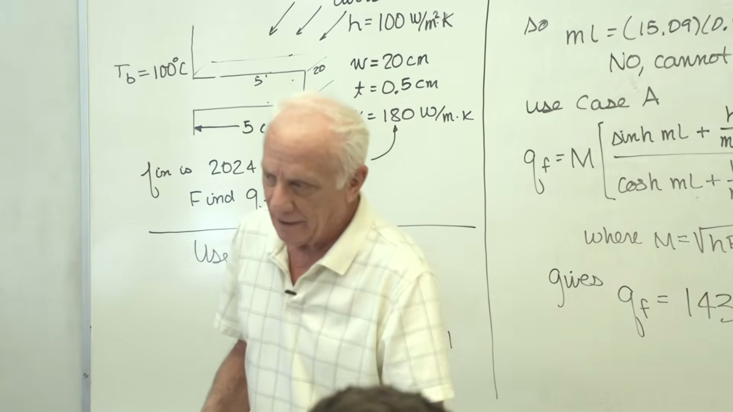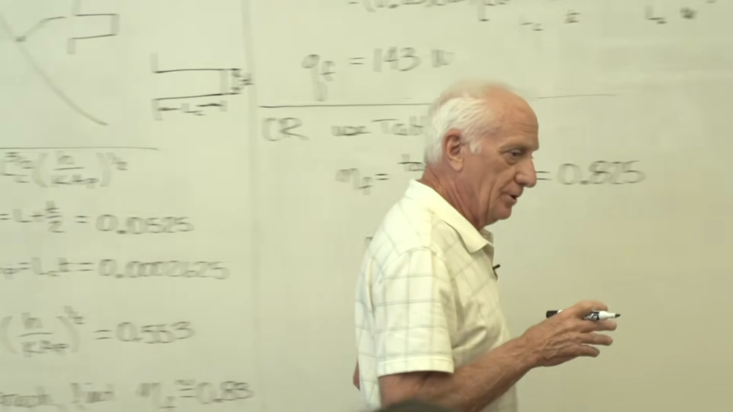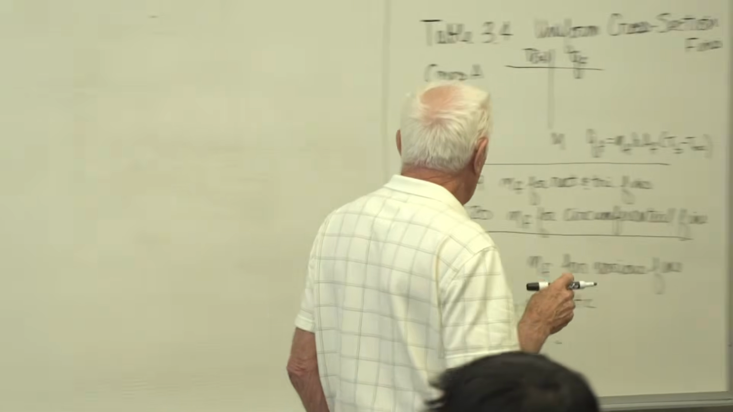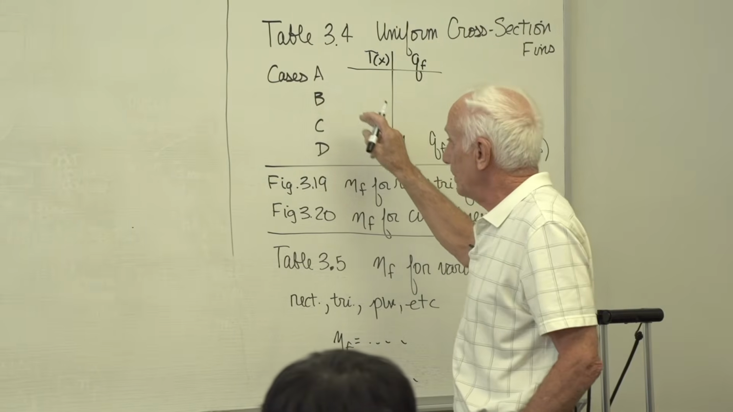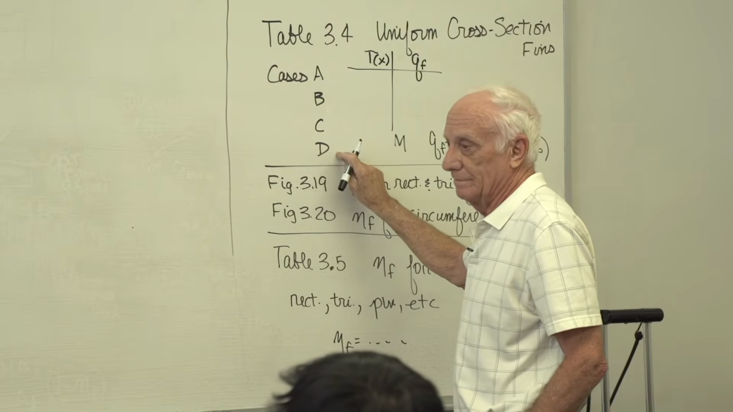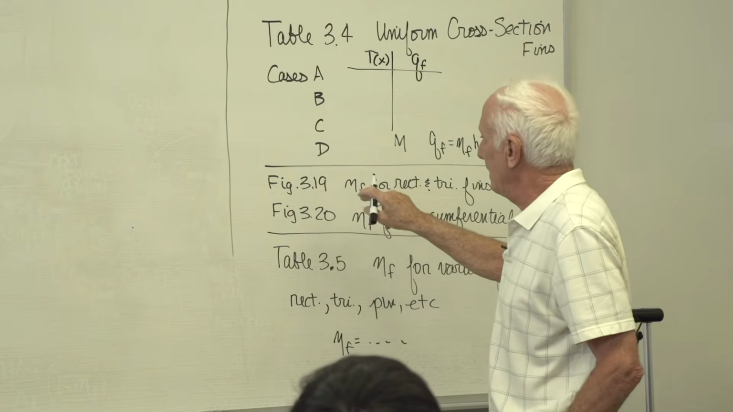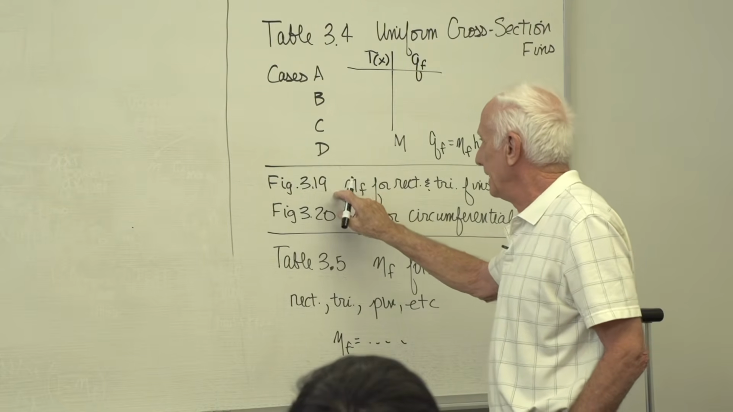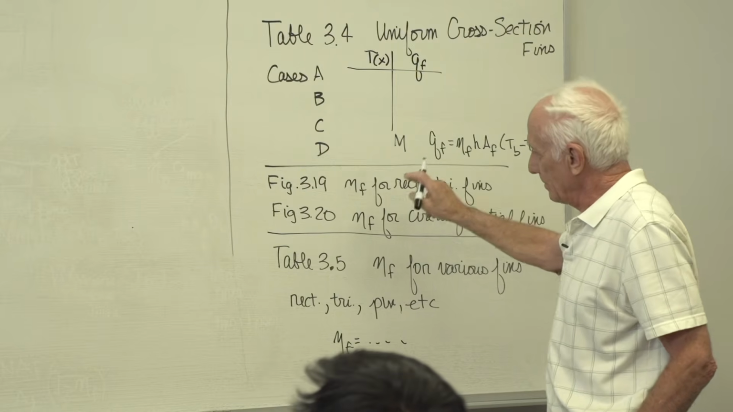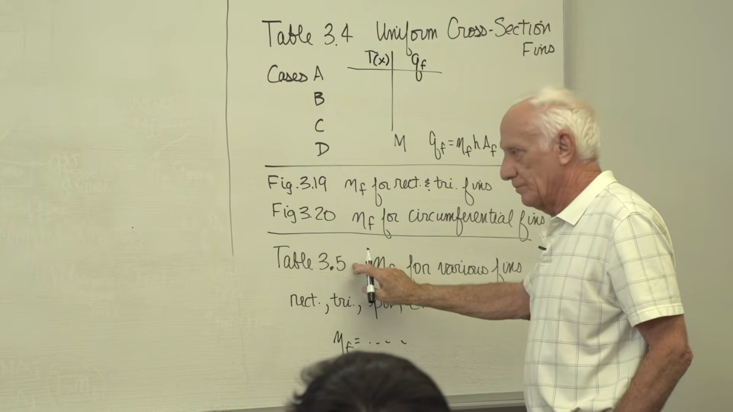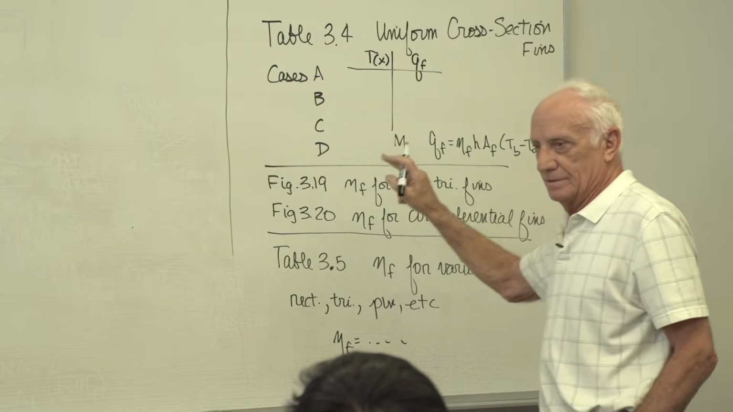So now you see, if you've got a rectangular fin, you can do it one of three ways. You can use table 3.4, case A, but check case D first. That's the easy way out. Or if you'd rather, you can get the fin efficiency from figure 3.19 and put it in the QF equation. Or you can get A to F in table 3.5 and put it in the QF equation here. Your choice.